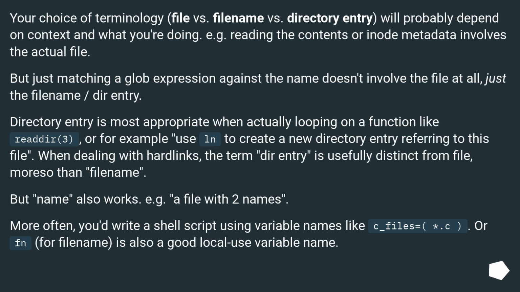When dealing with hard links, the term dir entry is usefully distinct from file, more so than file name. But name also works, for example a file with two names. More often, you'd write a shell script using variable names like c_files=*.c, or fn, for file name, is also a good local use variable name.